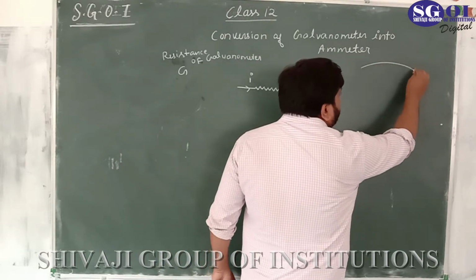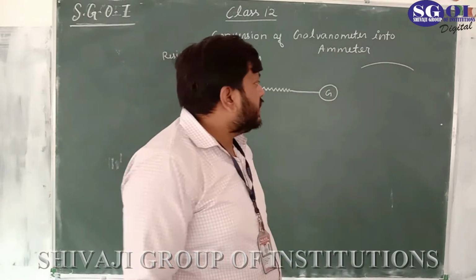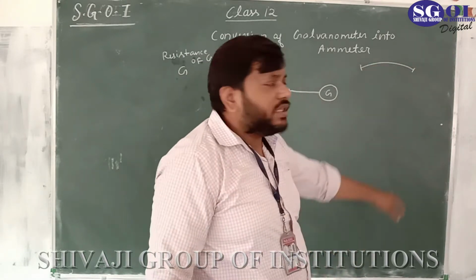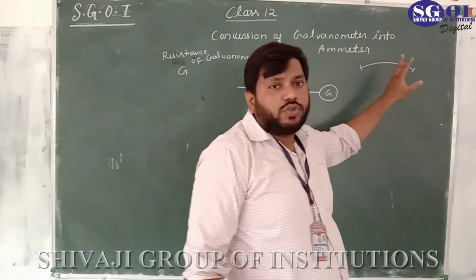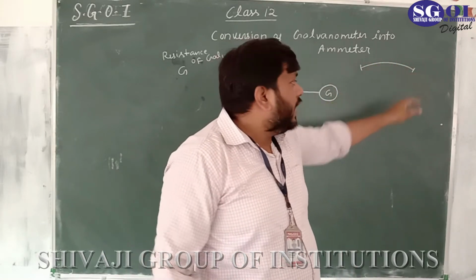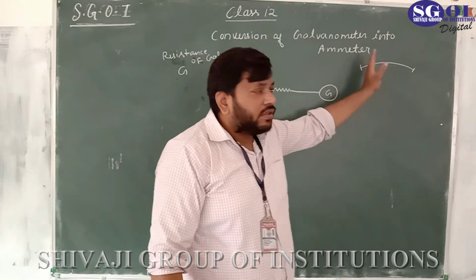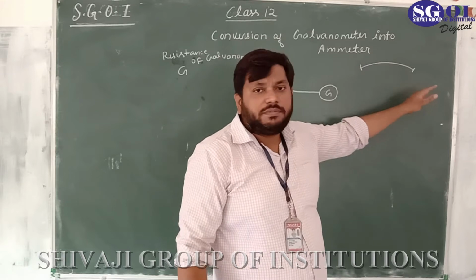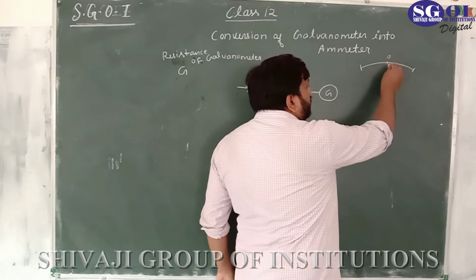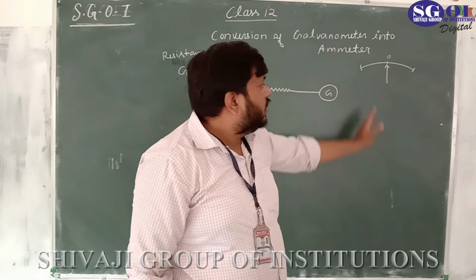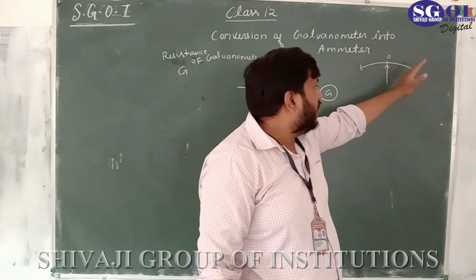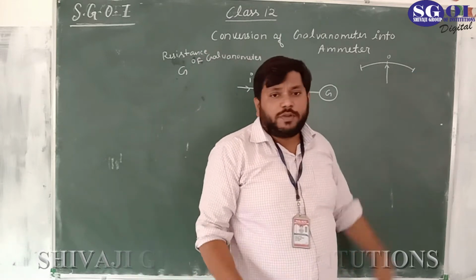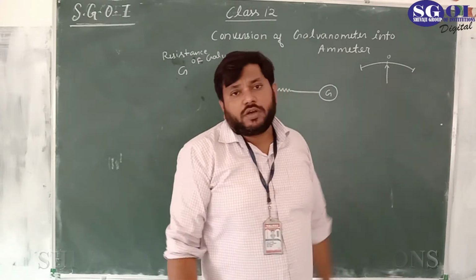Suppose this is the scale and this is the last division. We place a stop pin on the scale so that the pointer will not move further. And if the current is very large, then there would be a full scale deflection. Full scale deflection means the pointer of the galvanometer starts deflecting and deflects until the stop pin, and this stop pin may damage the pointer of the galvanometer.